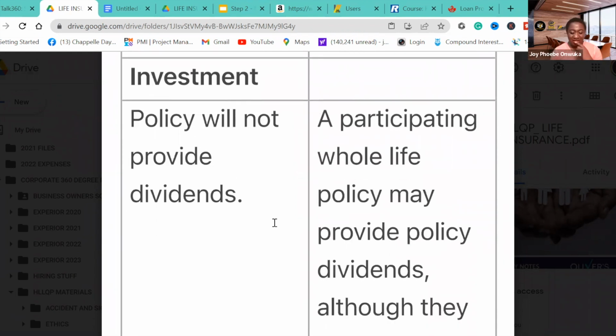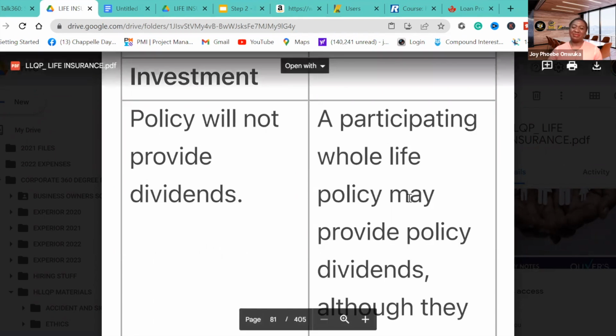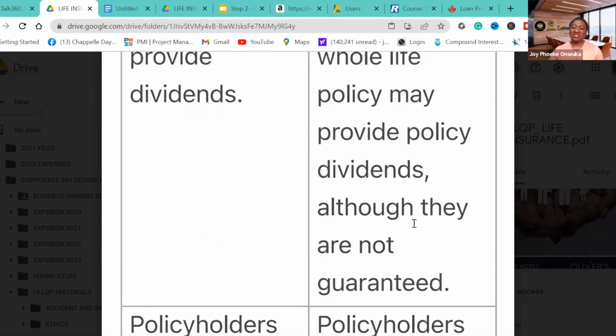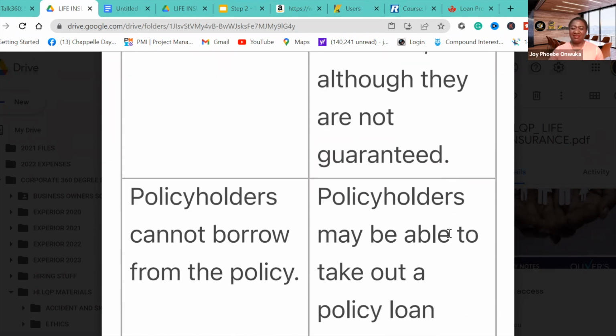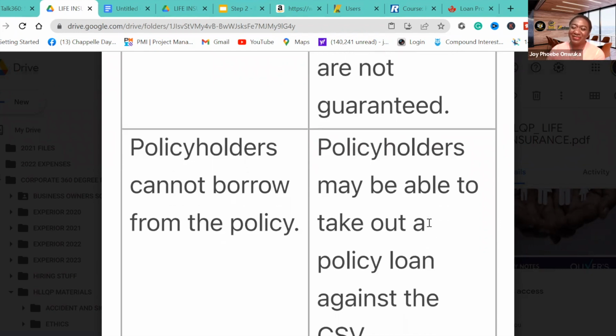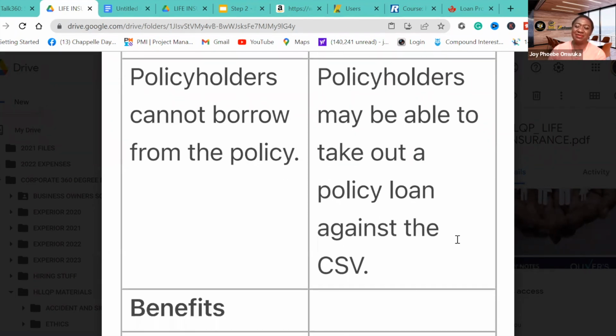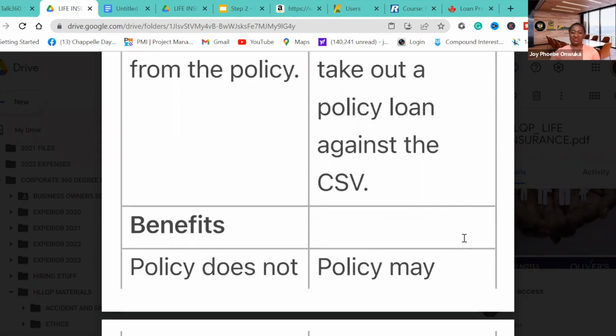Now, how about investment? Well, a term policy will not provide any dividend. With whole life, a participating whole life policy may provide policy dividends, although they aren't guaranteed. In a term insurance policy, you cannot borrow from the policy. There's nothing there for you to borrow from, right? However, for a whole life policy, policyholders may be able to take out policy loans against their cash surrender value.